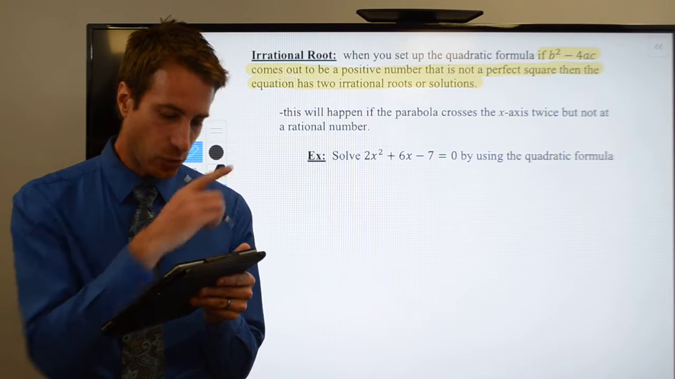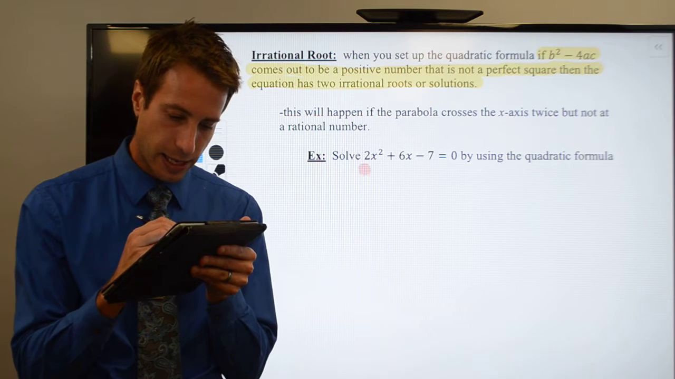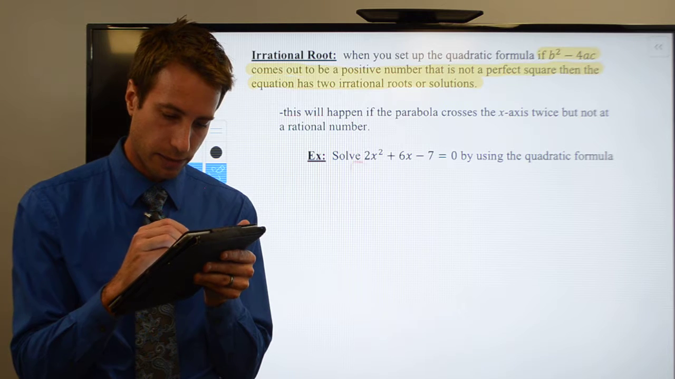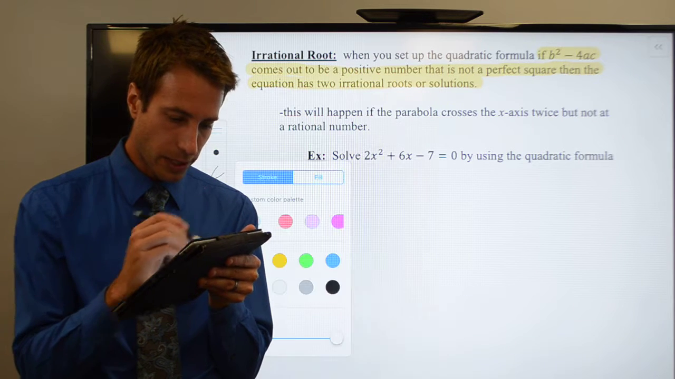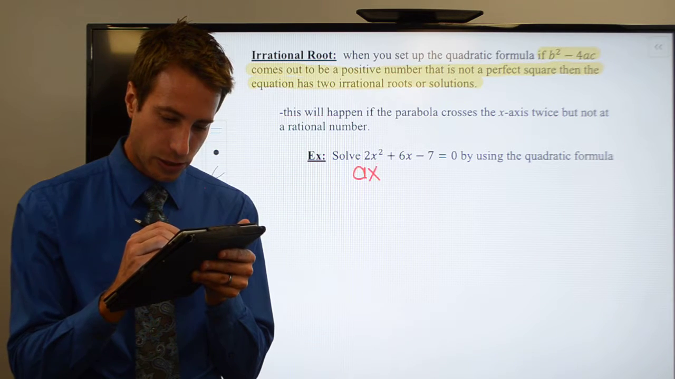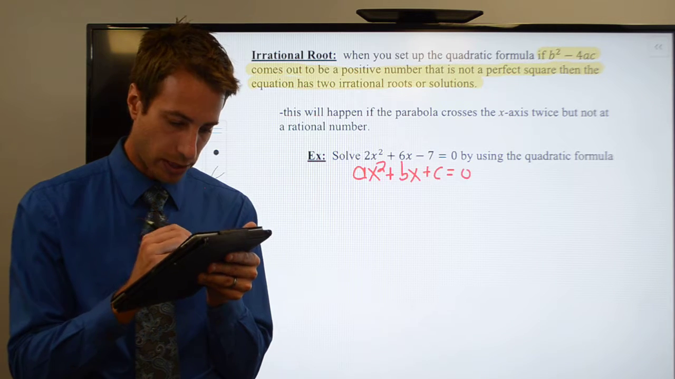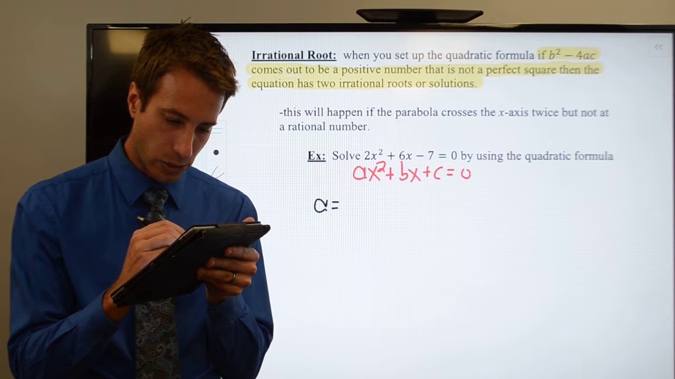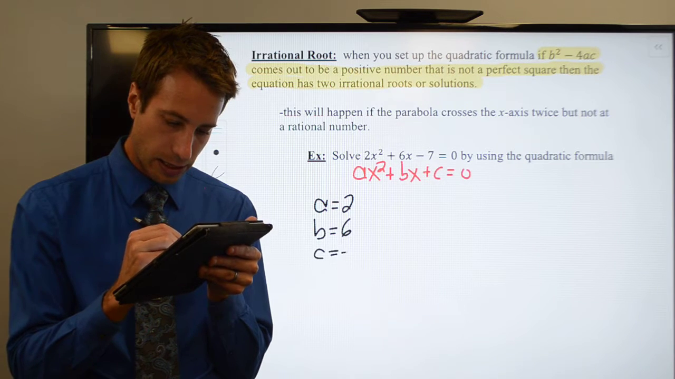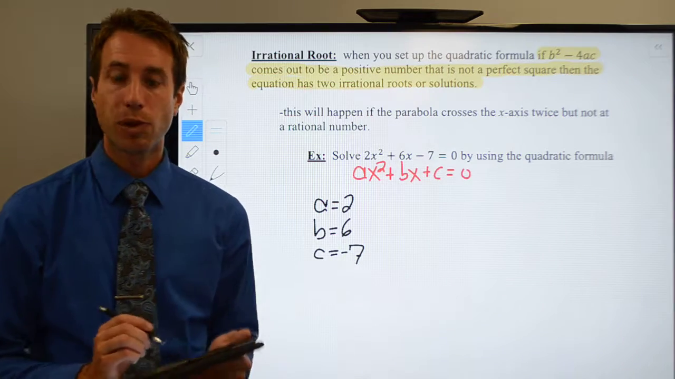So here we go. This one is already in standard form. It has the ax squared plus bx plus c is equal to 0, where a is equal to 2, b is equal to 6, and c is equal to a negative 7. Let's plug and chug, guys. Here we go.